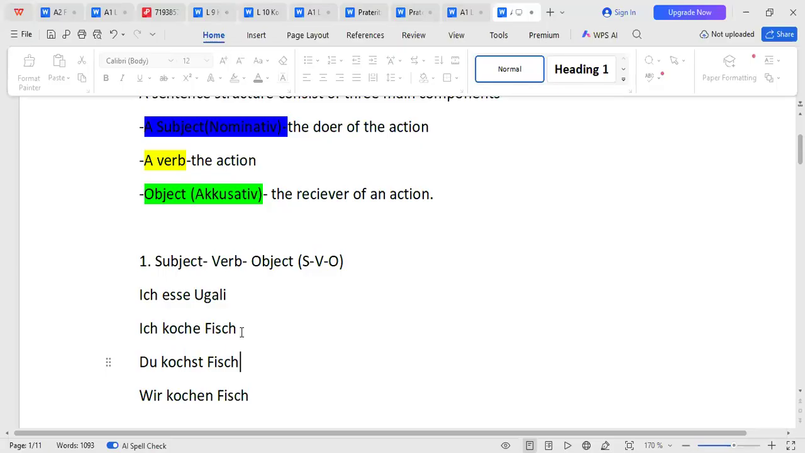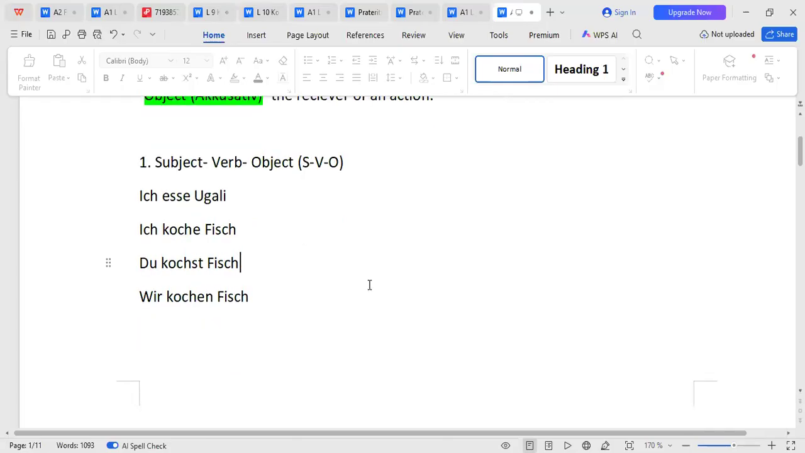So the first sentence structure is a simple one. The subject, verb, and object. The verb stays in the second position. That's the rule. The verb has to stay in the second position, zweite Position. The verb must stay in the second position, students.